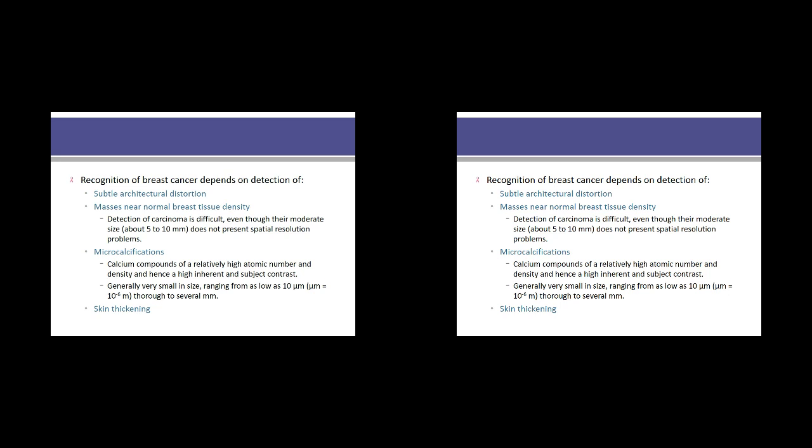What we're also looking for is what's called microcalcifications, and that's what we sometimes refer to as the DCIS, the ductal carcinoma in situ. They look like lots of little speckles. They're calcium compounds of a relatively high atomic number and density, so they will have a high inherent and subject contrast, although the fact that they're very small makes the contrast quite low, even though they have high atomic number. The main issue with being able to detect them is that they're very small in size, ranging from as low as 10 micrometers through to several millimeters. Another indication of breast disease might be skin thickening as well. But the key ones are these two, the masses and the microcalcifications.